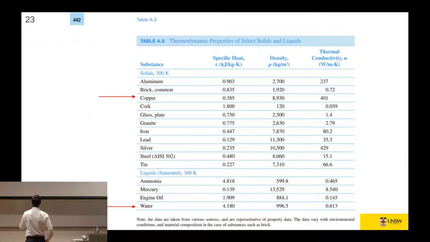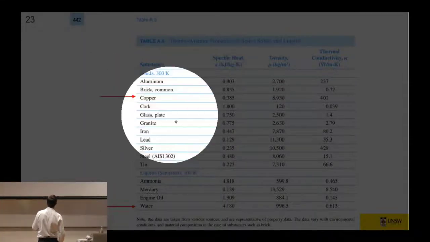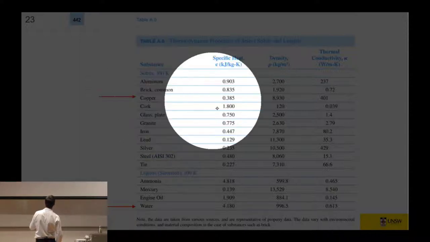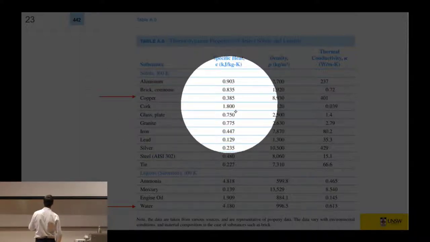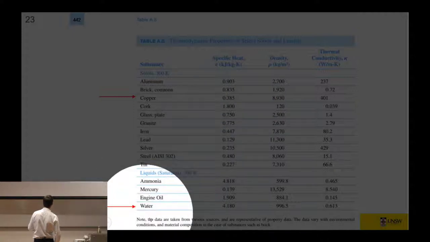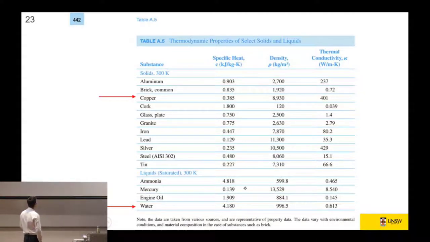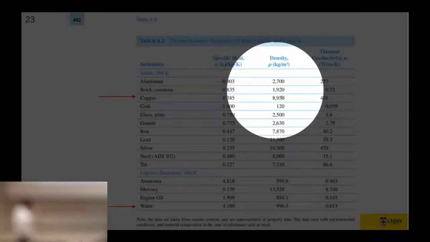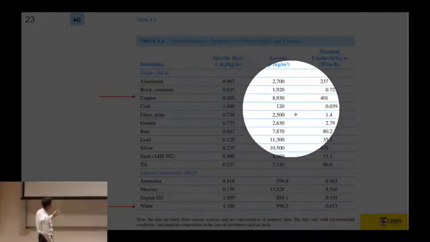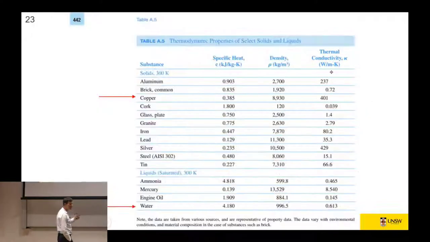All right. Copper is listed here. Okay, specific heat capacity, 0.385. And water is listed here, specific heat capacity, 4.2 nominally. All right, we've also got density, 9, right? Copper sinks in water. Thermal conductivity, we won't talk about much, but that's talking about how quickly this process might happen.